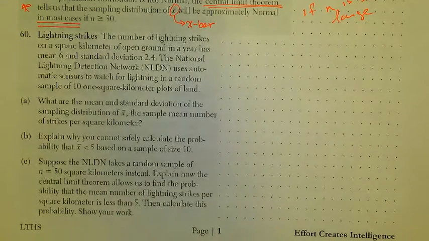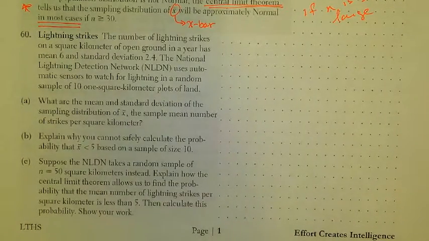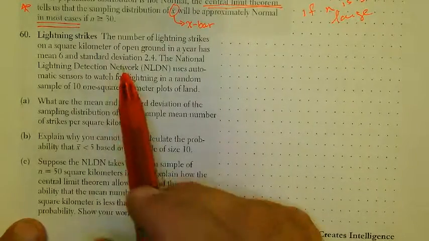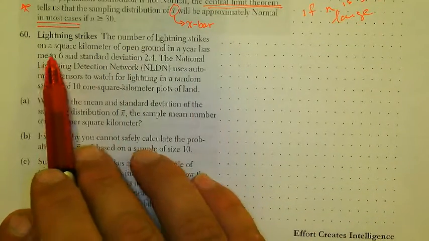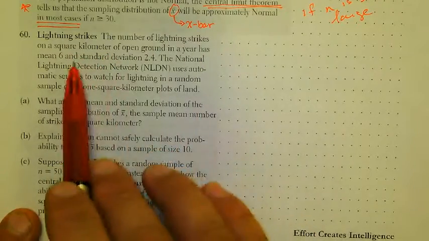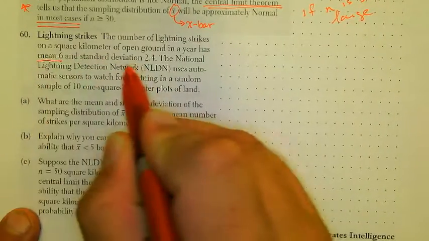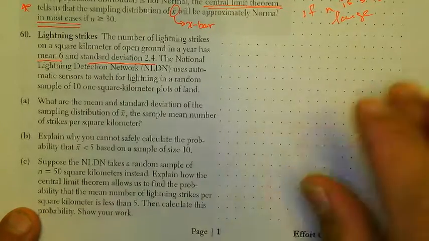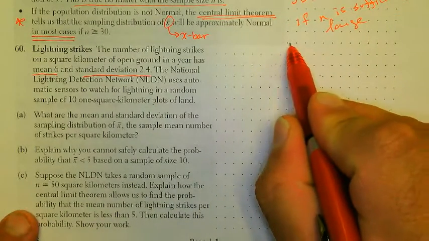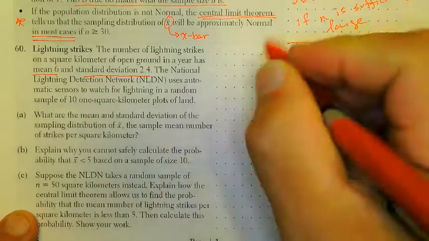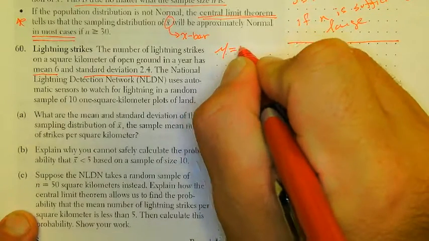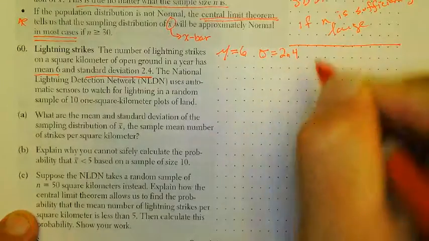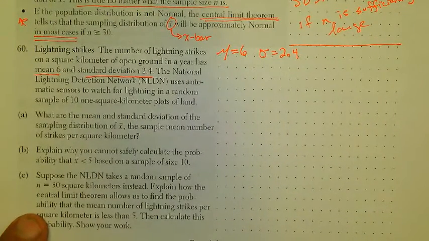Okay, let's look at this problem about lightning strikes. If we read through it, it tells us that the number of lightning strikes on a square kilometer in a year has mean 6 and standard deviation 2.4. So we can write that information down. We know that mu for our situation is 6 and sigma is equal to 2.4. It's useful to write that down right away.